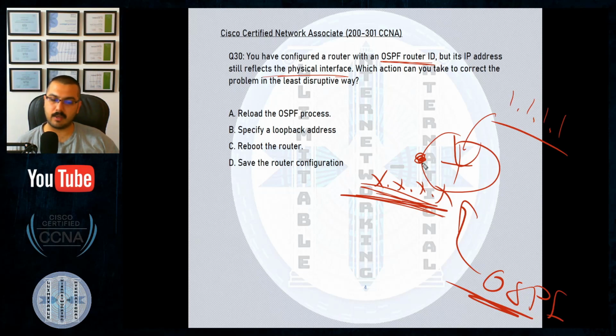You should not restart the interface. You should not reload your router. It's okay, you can restart the OSPF process with some advanced commands that will shut down and reinitiate all the OSPF messages. That will be reload the OSPF process. Specify a loopback address, no, because the manual one is more preferred than loopback. Reboot the router, not that much. You are a network engineer that should provide 24/7 services. Do not reload the router for such a thing. And save the router config? This makes no sense, because once it's in the running config, it's the same thing. It doesn't really affect migrating it to the startup config. It will be A.